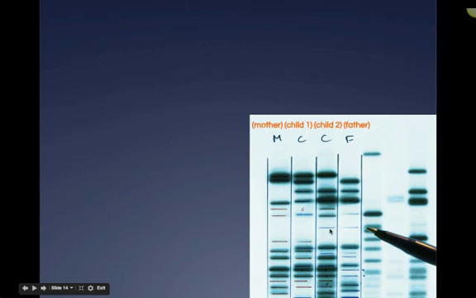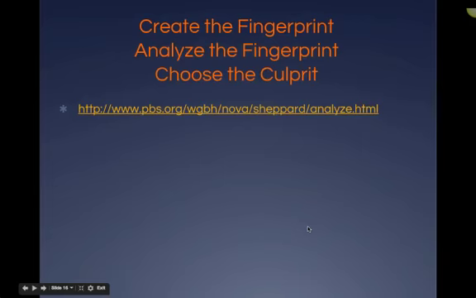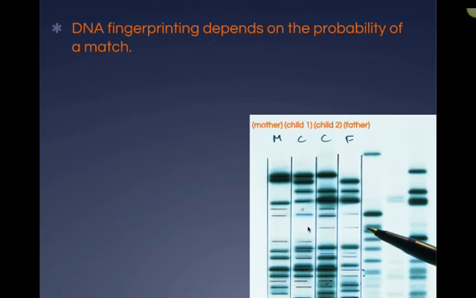Okay, if we jump down here, this is cool too. Here we have the band that child 2 has that his father has, but child 1 does not. So that means that he got that piece of DNA from his father. Okay, so DNA fingerprinting depends on the probability of a match.